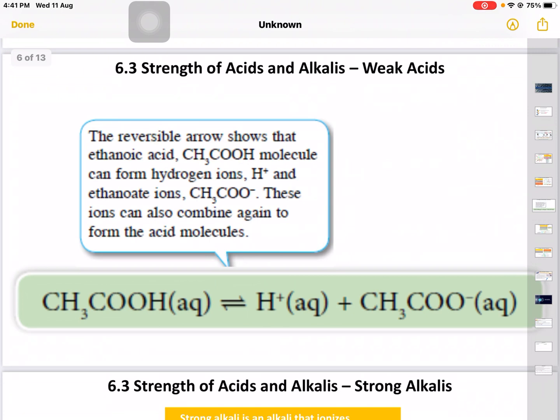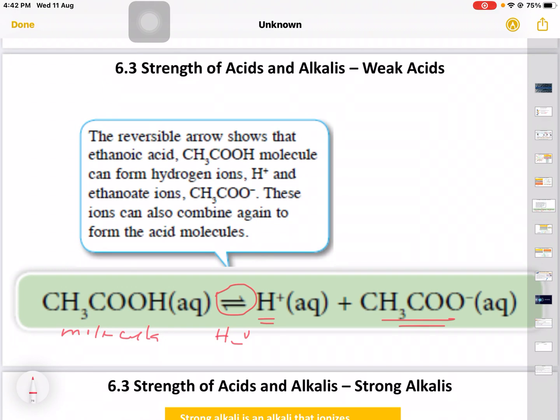Okay. So now this is how ionizations occur. We have an ethanoic acid molecule. It ionizes in water to produce hydrogen ion and ethanoate ion.